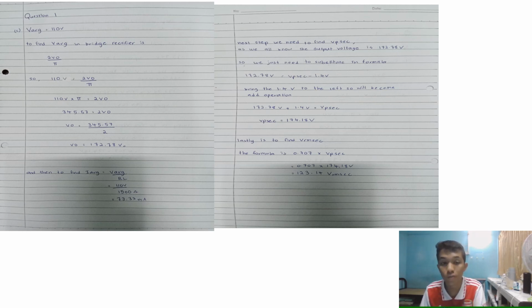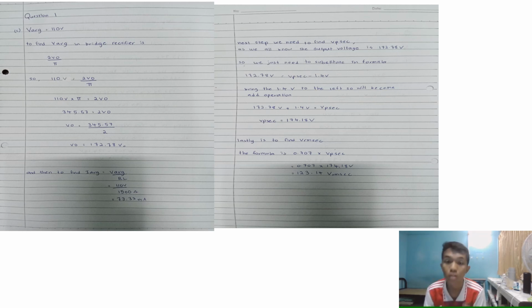And then we need to find I average. I average is equal to V average divided by RL. So 110 volt divided by 1.5 k ohm, and we get 73.33 milliampere.